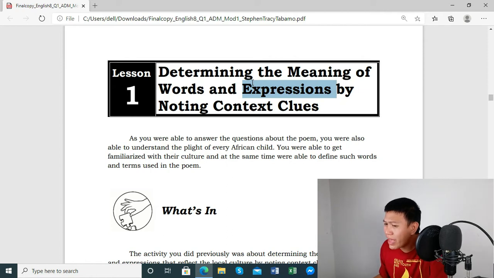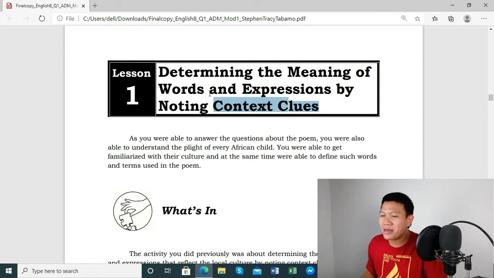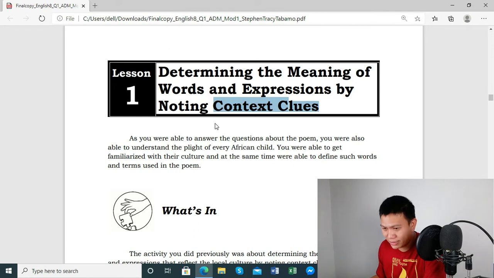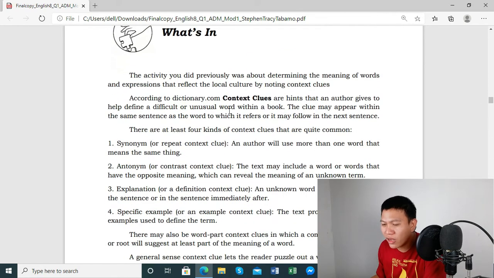They might seem difficult to understand, but as you learn context clues, you will realize that it's easy for you to determine and define these meanings and words through using it. Okay? So this is what context clue is. According to dictionary.com, context clues are hints that an author gives to help define a difficult or unusual word within a book. A hint could be a tip or a clue.